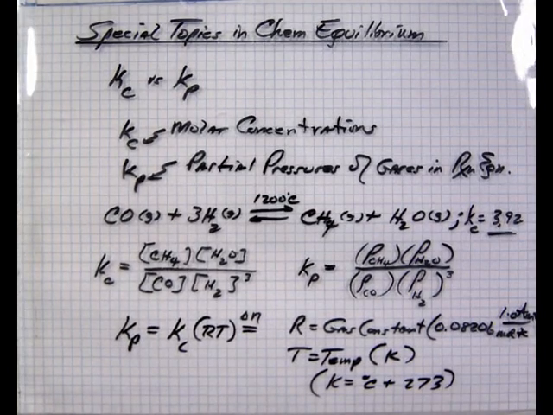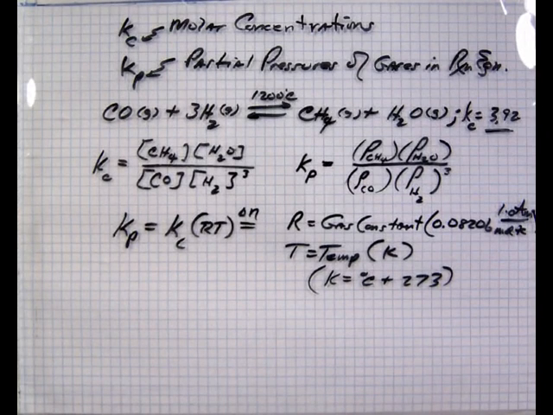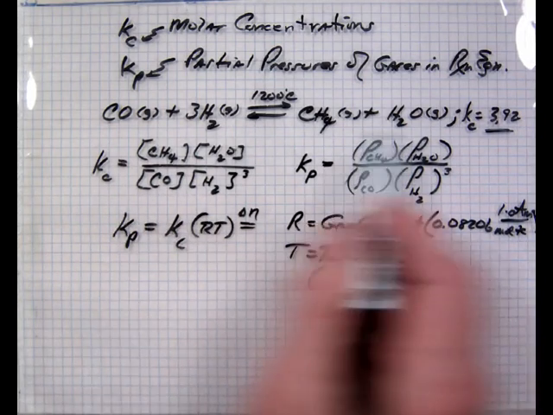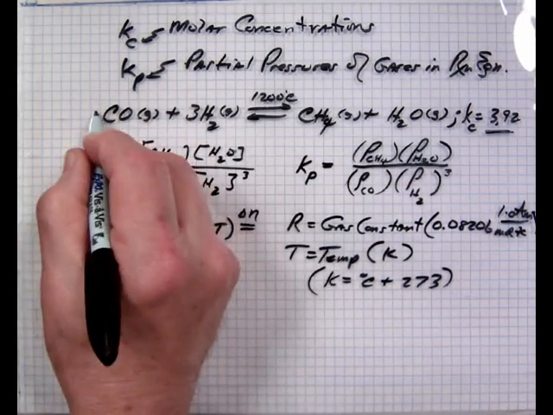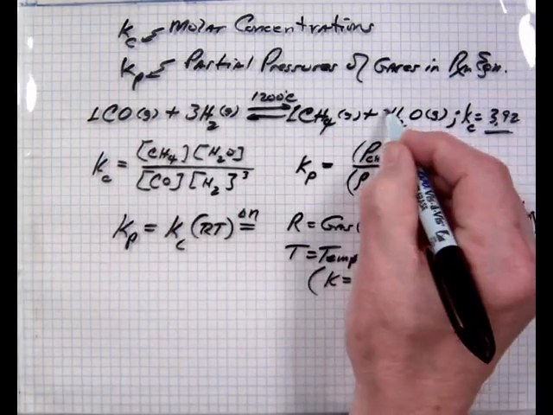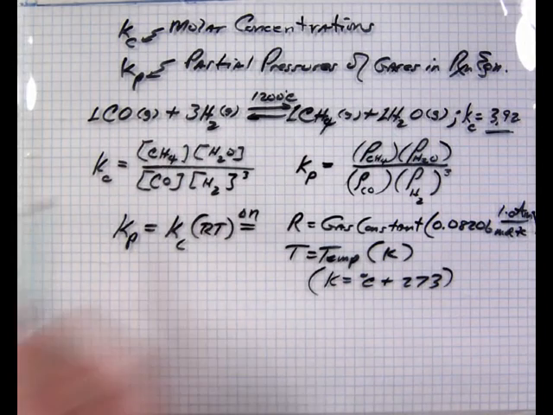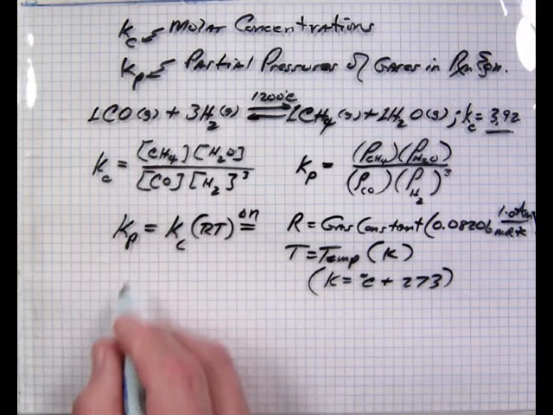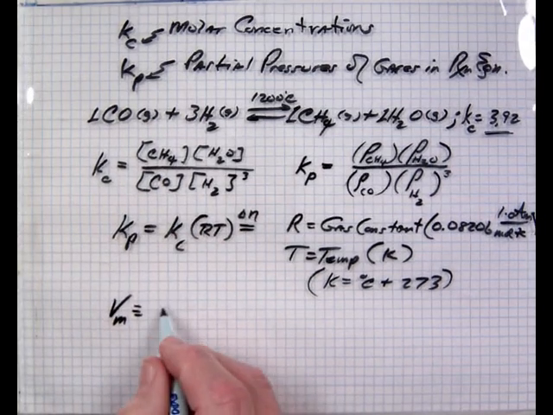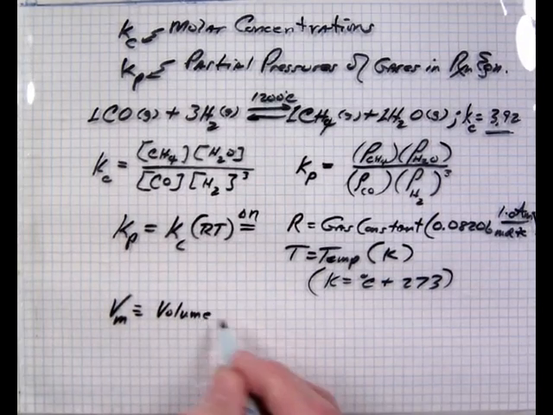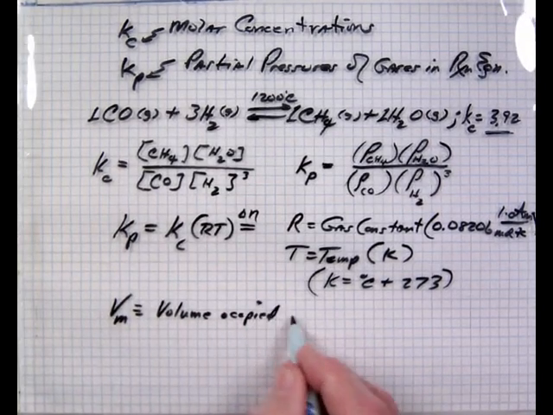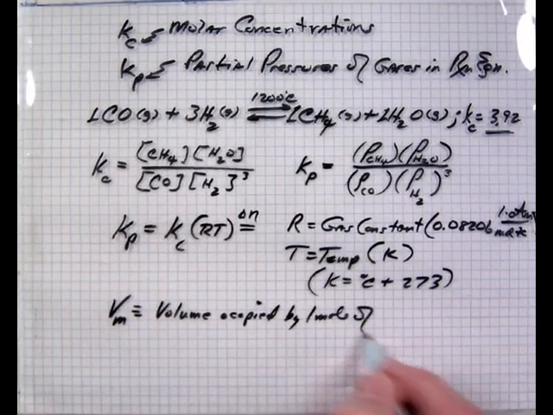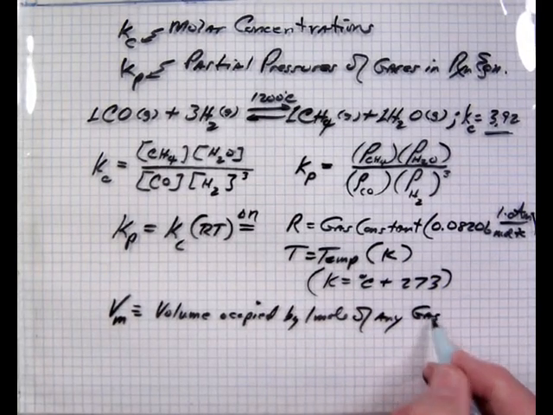Now, what is the delta n value? The delta n value is the change in molar volumes from the total molar volumes of the reactant to the product side. When we look at this expression, the coefficient of CO and methane and water are understood to be 1. That also, in terms of gas phase, represents 1 molar volume, Vm, which is the volume occupied by 1 mole of any gas.